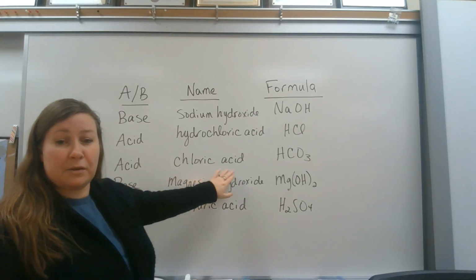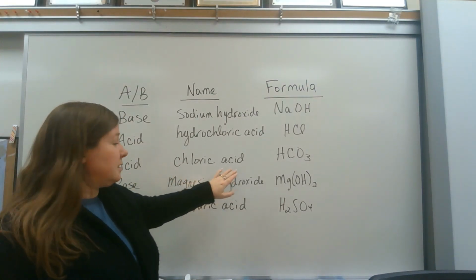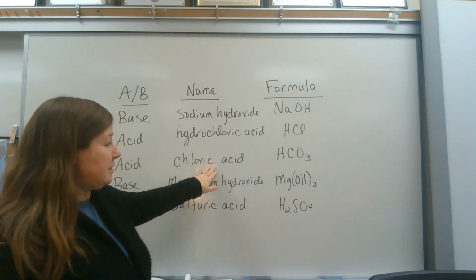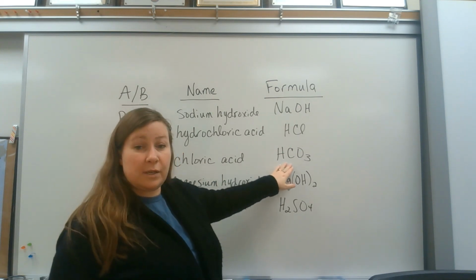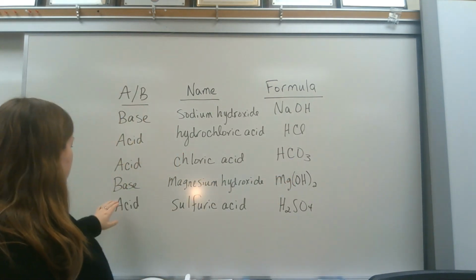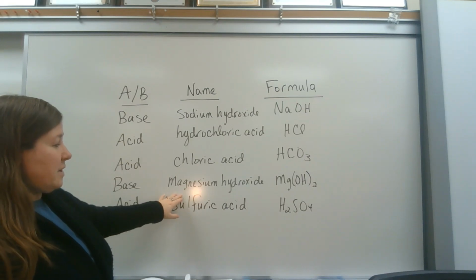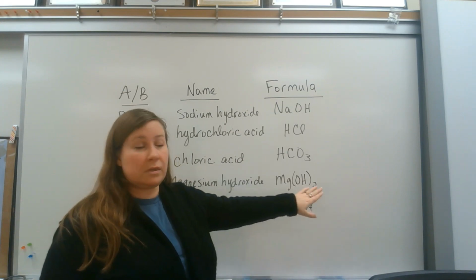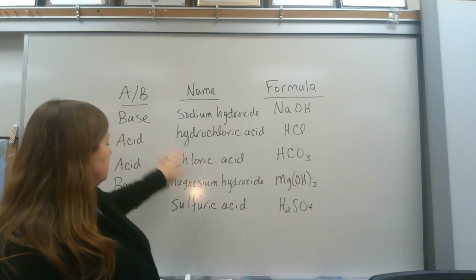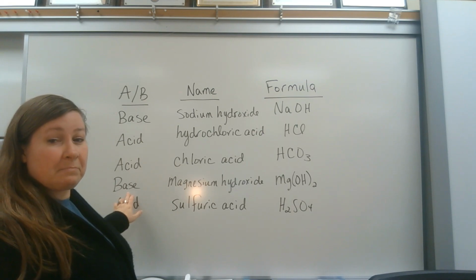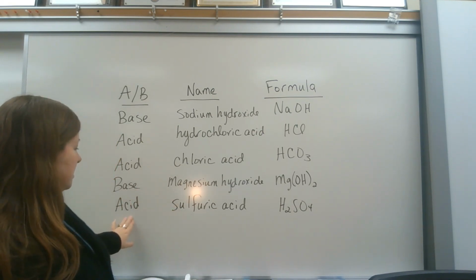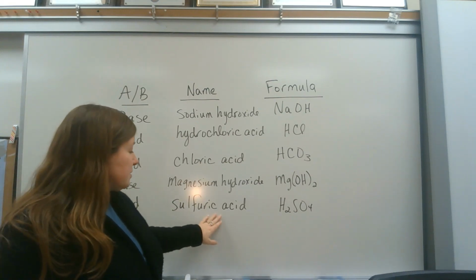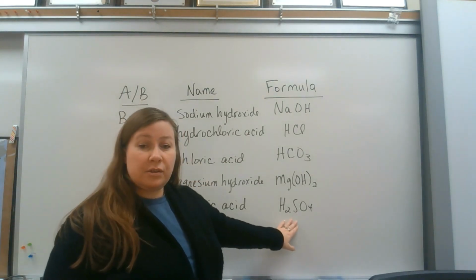Here's another acid. It also ends in the word acid, so that's pretty obvious. This one is called chloric acid. This is hydrochloric acid. This is chloric acid. Chloric acid is HClO3. Here's another base. This one is magnesium hydroxide. Mg(OH)2. Hydroxide, base, hydroxide, base. That should help. And here's another acid. We recognize acid in the name, so that's obviously an acid. This is sulfuric acid, and it has the formula H2SO4.